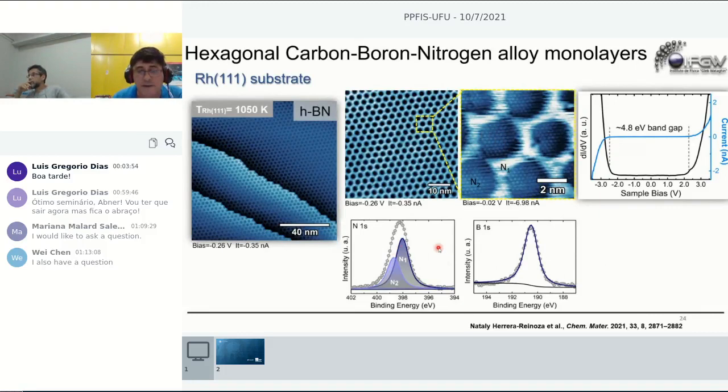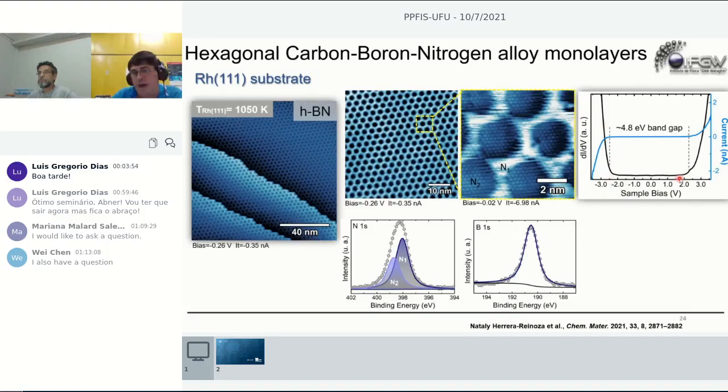We could even, from the XPS, extract the correct stoichiometry that was one by one. We know we have exactly one nitrogen per boron atom. And we could separate the nitrogen that is in this region, a little bit further from the surface, they interact less with the surface, and they show a binding energy a little bit smaller than these ones that are in this region, close to the substrate. They are interacting with the metal. Because of that, they look more bonded, with a binding energy a little bit larger.